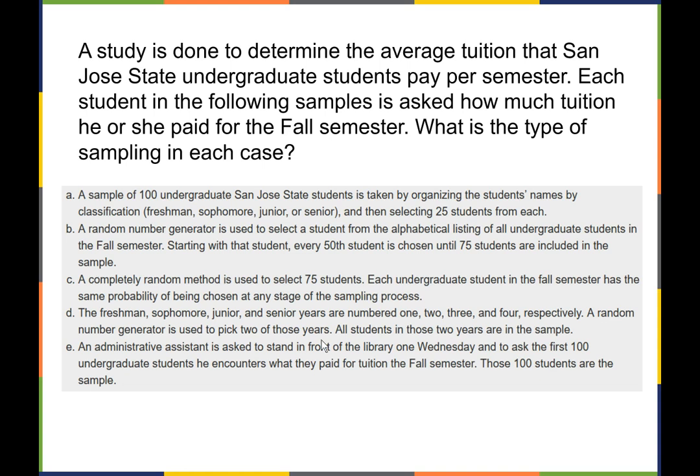And finally, E, an administrative assistant is asked to stand in front of the library one Wednesday and to ask the first 100 undergraduates he encounters what they paid for tuition in the fall semester. Those 100 students are used in the sample. That is going to be convenience sampling.